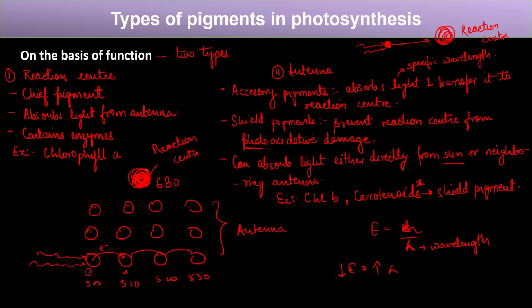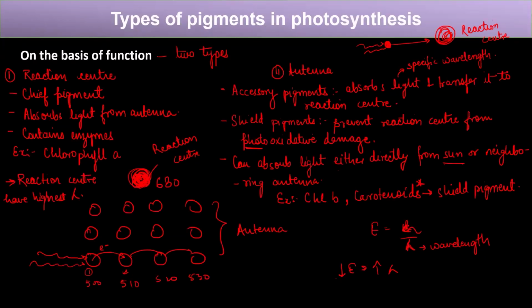So what we can conclude from here is that the reaction center has the highest wavelength, because it is absorbing energy from its neighboring antennas, and energy can only be transferred this way. So we can write that the reaction center has the highest wavelength. So this is about the pigments, that is the reaction center and antenna, based on their functions.